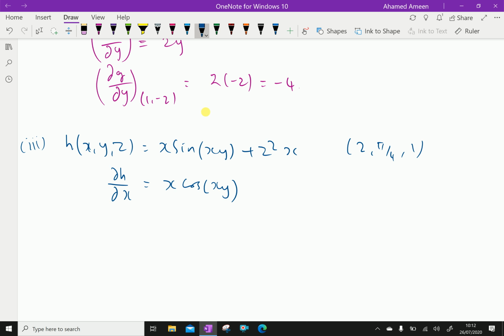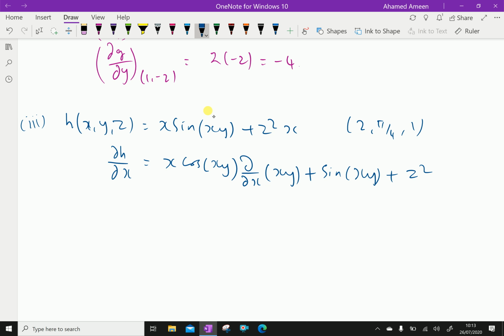Times the partial derivative of xy, plus the derivative of x, which is 1, times sine of xy. The derivative of z squared x is z squared, because x is a variable and z squared is a constant. The derivative of xy with respect to x is y. Therefore, dou h by dou x equals xy cos of xy plus sine of xy plus z squared.